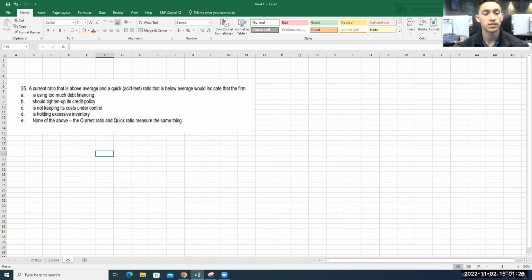So if we do have a current ratio that is above average, I would assume automatically that we have a larger amount of inventory there. And we have a quick ratio that is below average, I'd assume that we do have a large amount of inventory there because the quick ratio doesn't take into account inventory. So that's why it would be lower. Got our answer choices here. Too much debt financing, should tighten up its credit policy, is not keeping its costs under control. And then D is holding excessive inventory. It's exactly what we're looking for, D. We have to know how inventory ties into both of these ratios and the effect that it has on it. So that's going to be D.